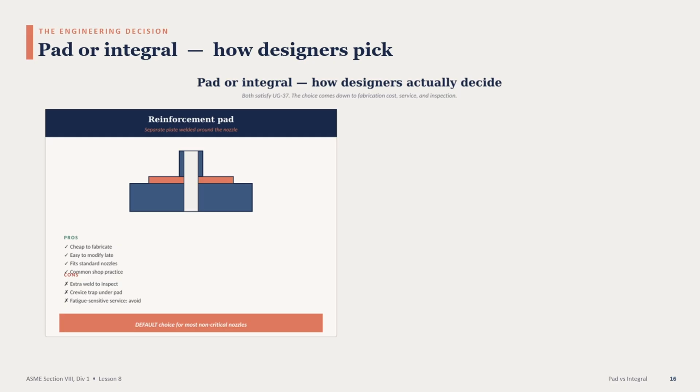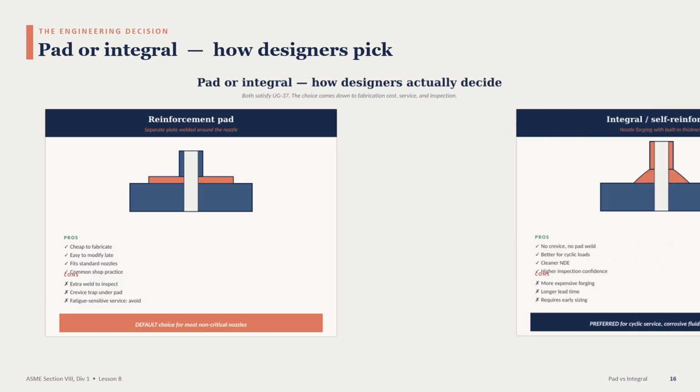Cons: there is an extra weld to inspect, and there is a crevice trap under the pad, between the pad and the shell, where corrosion or fouling can hide. For most non-critical applications, none of that matters. Pad is the default.